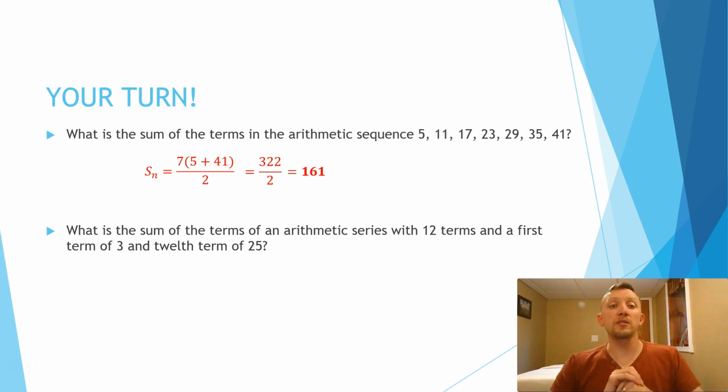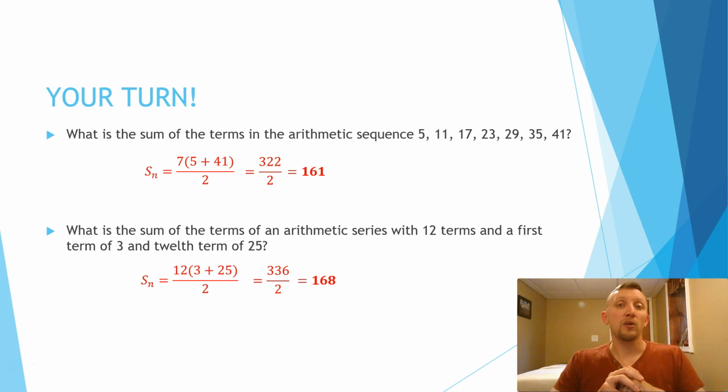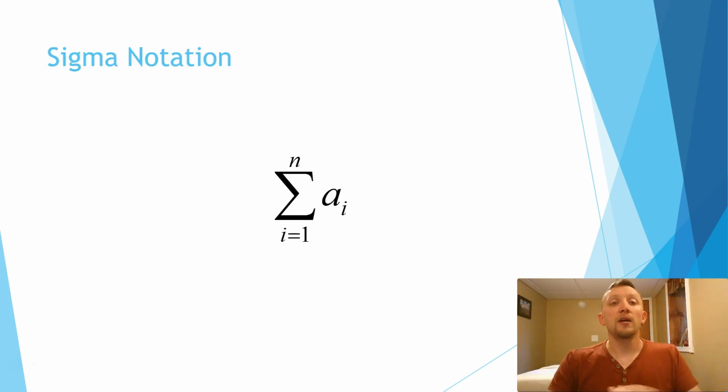The next one says, what is the sum of the terms of an arithmetic series with 12 terms, and a first term of 3 and a 12th term of 25? All right, so this one, like I said, you have to use the formula. So we would plug it all in with our number of terms would be 12, our first term is 3, our last term is 25, and divide by 2. So again, 3 plus 25 would be 28. 28 times 12 would be 336. And if we were to take half of that, we would get 168. So that is the sum of that particular series. So hopefully you got those two correct.